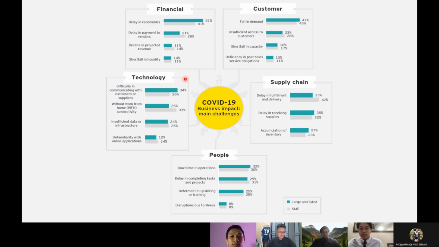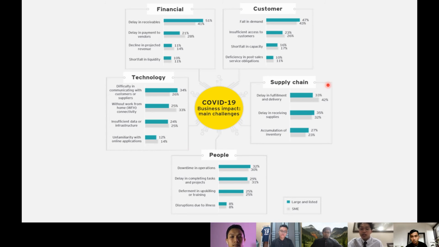So the third is technology. Nearly a third of large and listed companies see communication with customers and suppliers as a major challenge, while SMEs highlighted WFH connectivity as a key issue. The intervention needed is improved connectivity, which is the priority need of businesses, followed by financial support in transitioning to technology-enabled processes and systems.